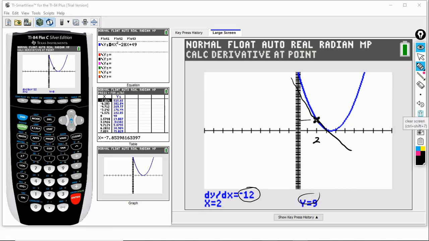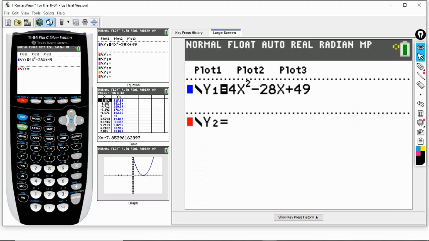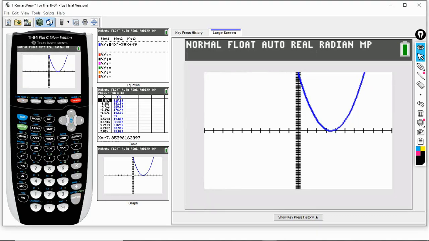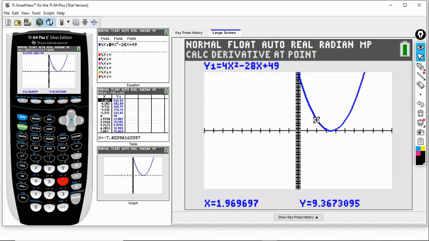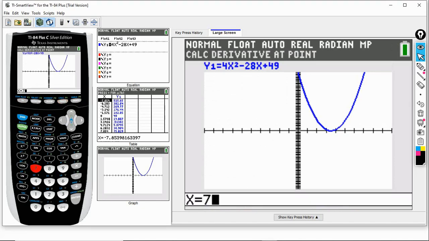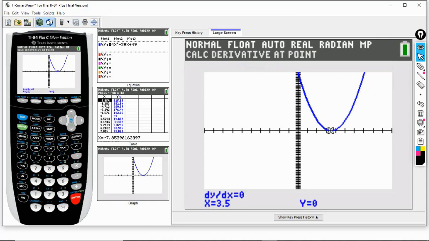Okay, so let's check out now the derivative for 7/2. So we have to go back to the calculator. And I would recommend you just go back to the Y screen, hit enter again, graph, and then second, calculate. And number 6, and just type in 7/2. So that's 7 divided by 2, 7/2. Let's hit enter, and there we go.